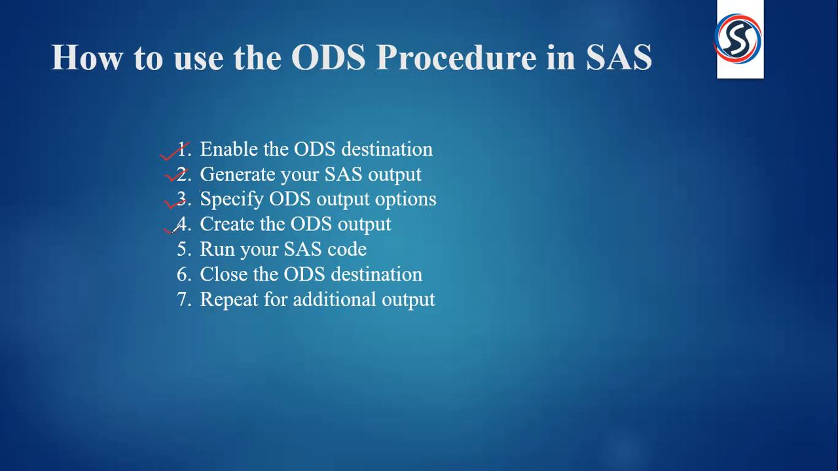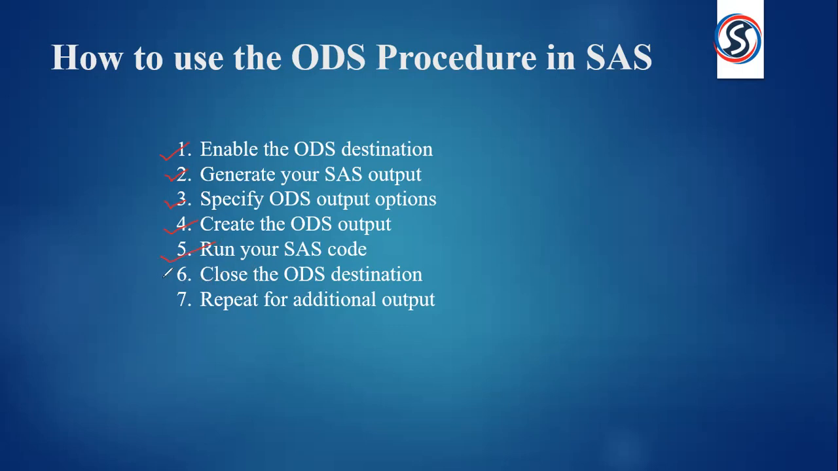After that, create the ODS output. Once you have specified the necessary options, you can use the ODS procedure to create the output, and here you can specify the file location where you want the output to be saved. Now, run your SAS code. You will execute your SAS code to generate the output and direct it to the ODS destination that you have specified.